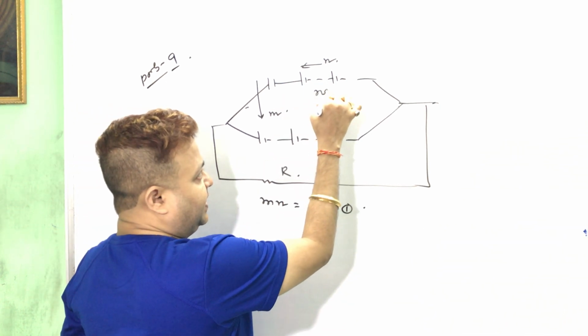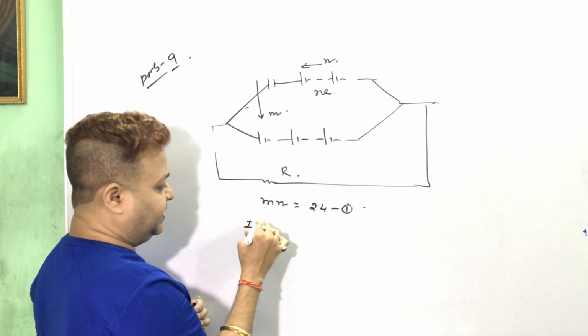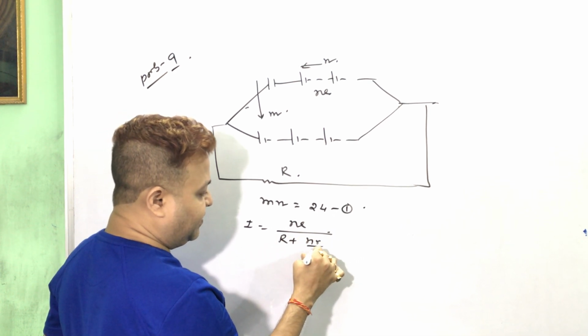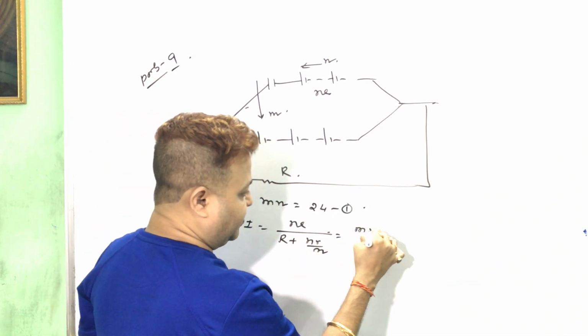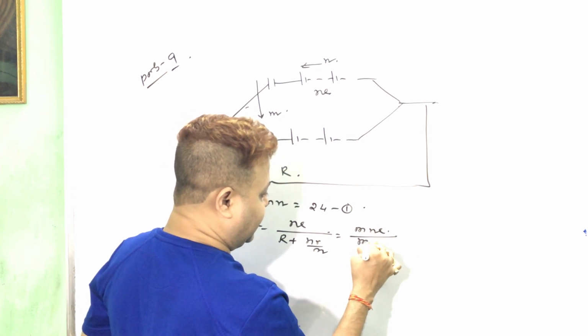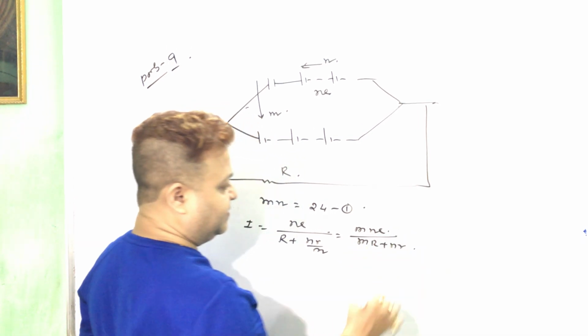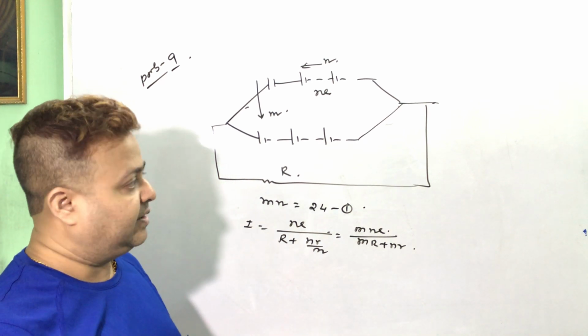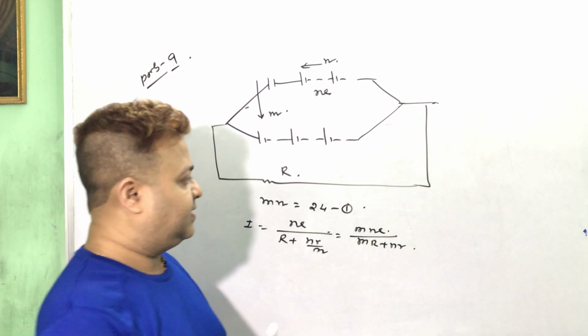The total EMF is nE, and the current flow is nE divided by R plus nr by m. As I explained during the board class, that is mnE divided by mR plus nr. This is the normal current. And what is the condition to supply the maximum current? That is mR equal to nr.